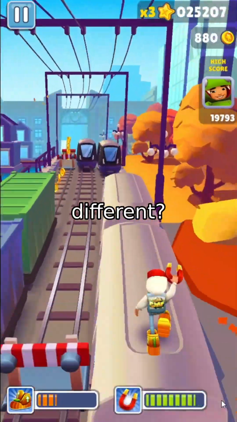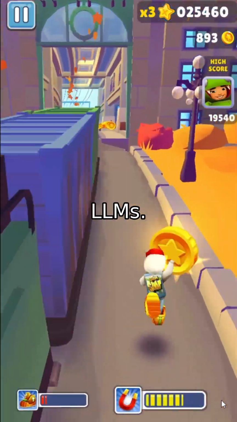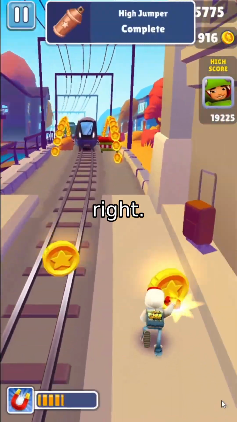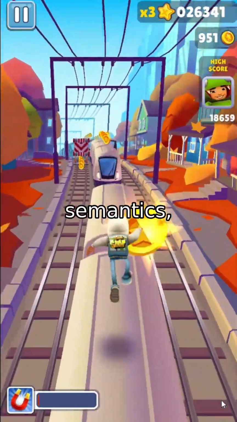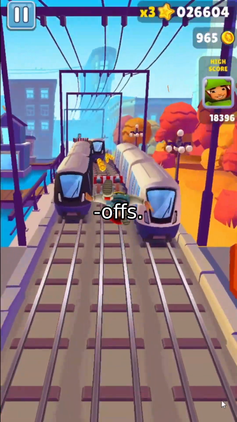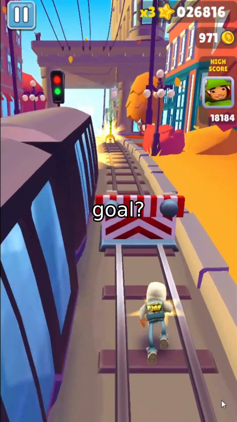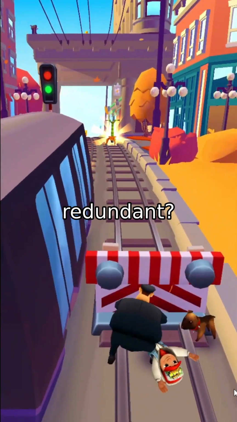So what makes MoFA different? It's not just that it uses LLMs. It's that it uses them right. It doesn't just rank features. It reasons about them. It considers semantics, metadata, constraints, and trade-offs. It asks, does this feature align with our goal? Is it redundant? Who owns it? What's the cost of maintaining it? It turns feature selection from a reactive, data-driven task into a proactive, strategic one.